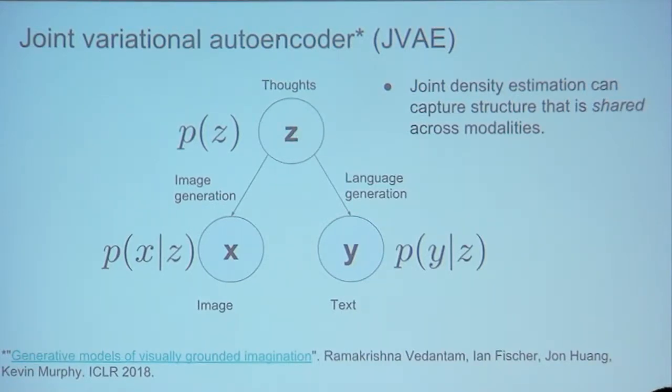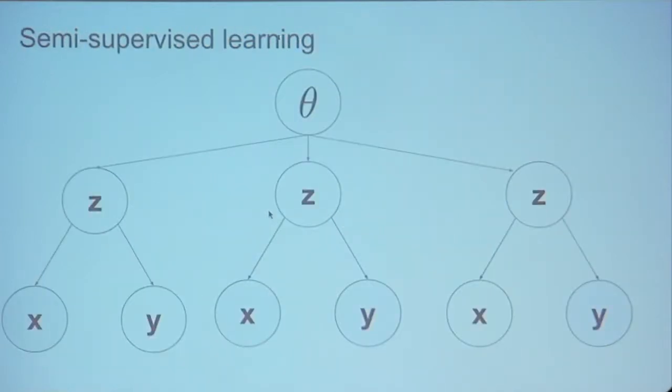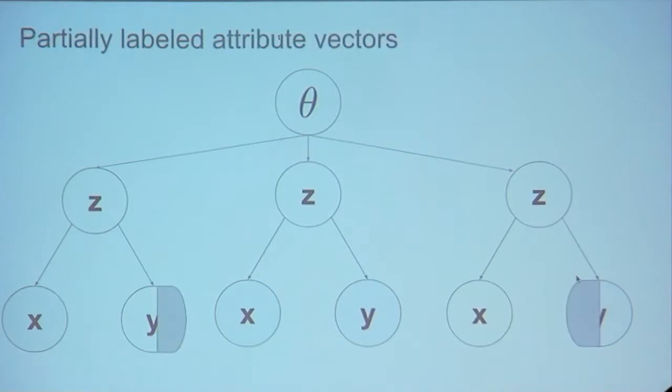Okay. So obviously, many people have looked at joint VAEs. This is a straightforward extension of the standard approach. One thing which is nice about these generative models is that you can use them for semi-supervised learning, as was mentioned yesterday. So obviously you can have XY pairs, image and text pairs, but you can also train just on images and just on text. So what we do in this work is a slight twist.